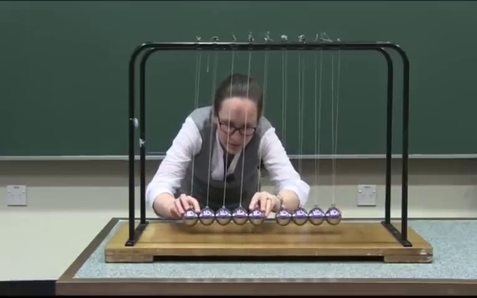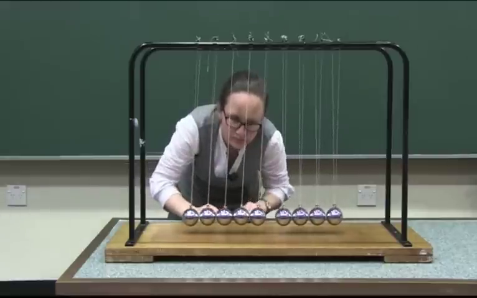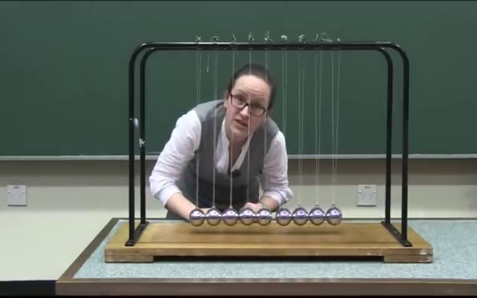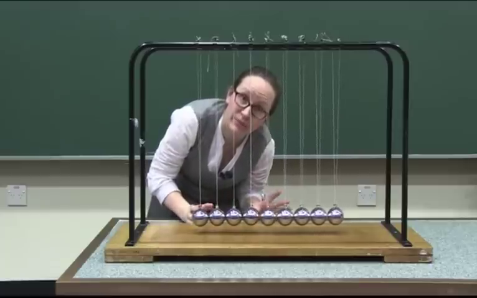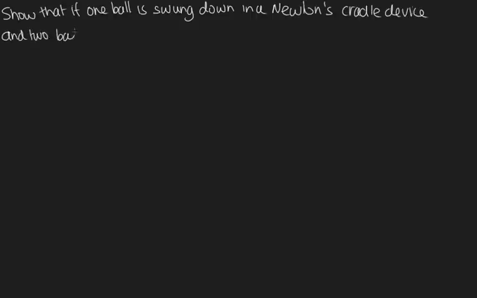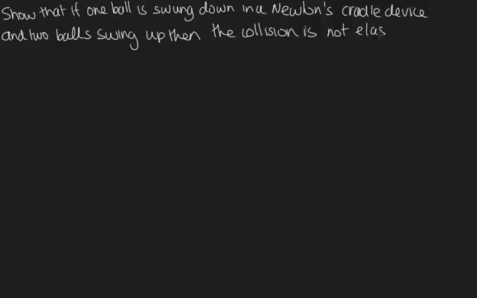And even 5 balls. So let's now try solving a problem using the Newton's cradle. We need to show that if one ball is swung down in the Newton's cradle device and 2 balls end up swinging up, then the collision is not elastic. So let's draw a diagram.